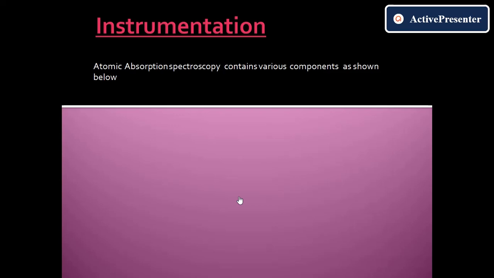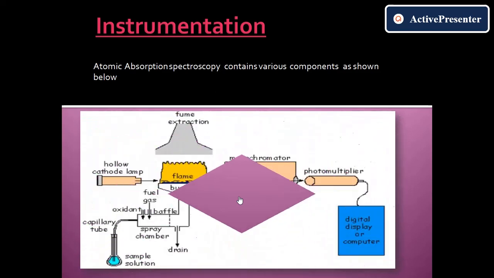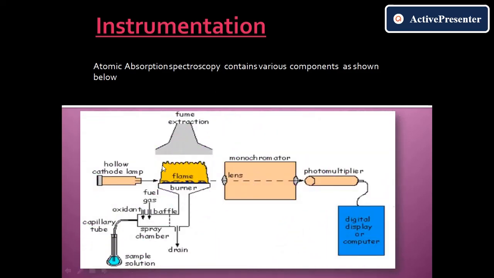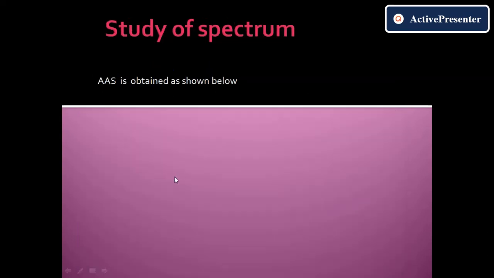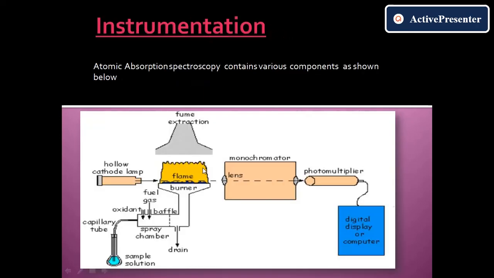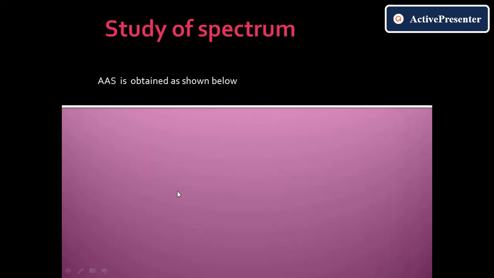The atomic absorption spectroscopy contains various components as shown in the figure. You can see here the hollow cathode lamp, where the cathode rays, or the elements of the cathode, are produced, and these cathode rays are incident on the flame.